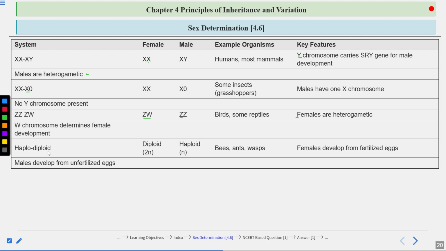Then we talked about the haplodiploid system. Here the females are diploid, they have 2n number of chromosomes. Males are haploid, they have n number of chromosomes. This is present in bees, ants and wasps. And here, what is the key feature? Females develop from fertilized eggs and males develop from unfertilized eggs. Here the males develop from unfertilized eggs.